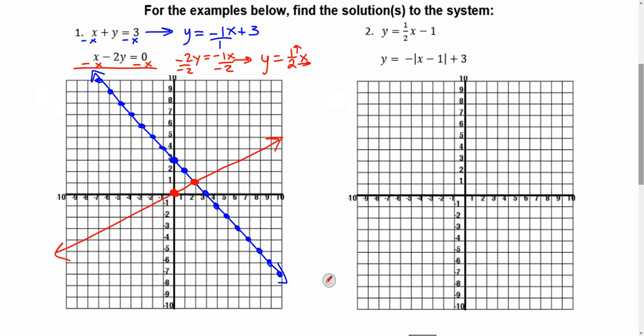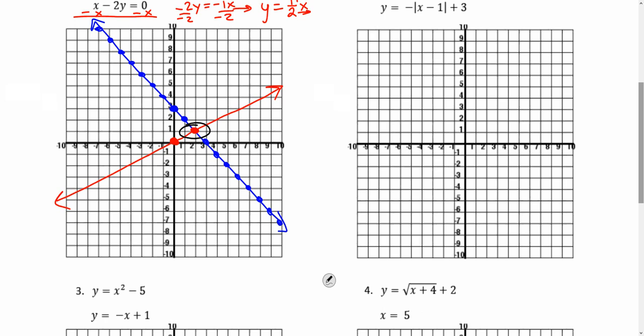Now, just graphing it isn't enough, though, you guys. You have to tell me where they cross. And even this is not good enough. If you circle the answer, that's not what we're looking for on the test. On the test, you have to give me the coordinates of where they're crossing each other. So we would go like this. What is that? Positive 2, comma 1. That's our solution to that system right there.